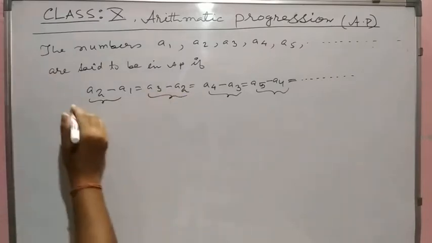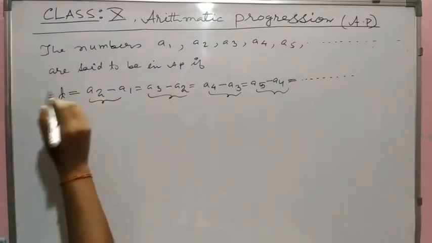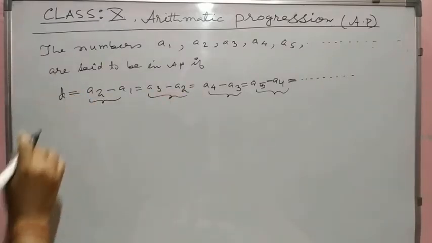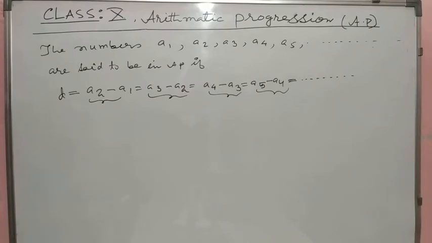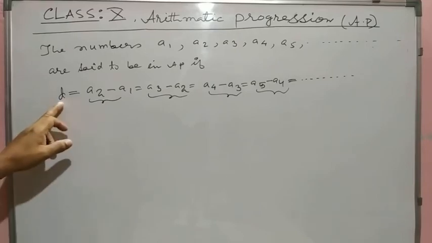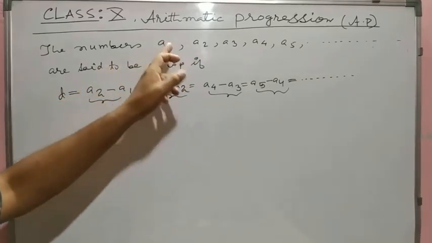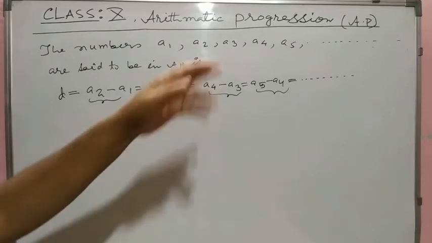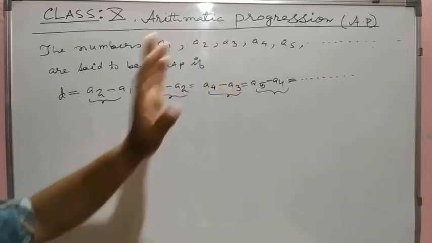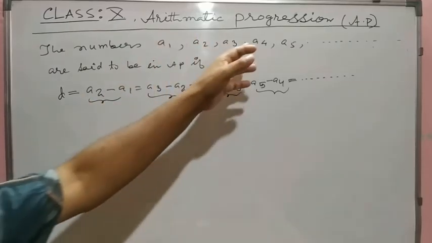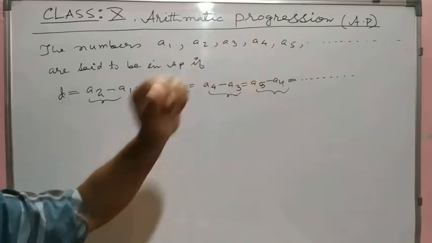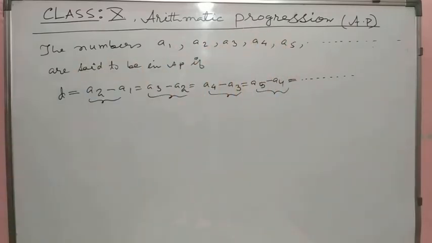So these differences are called common difference and denoted by small d. That means common difference equals second term minus first term, or third term minus second term, that also will be the common difference, or fourth term minus third term, or fifth term minus fourth term.